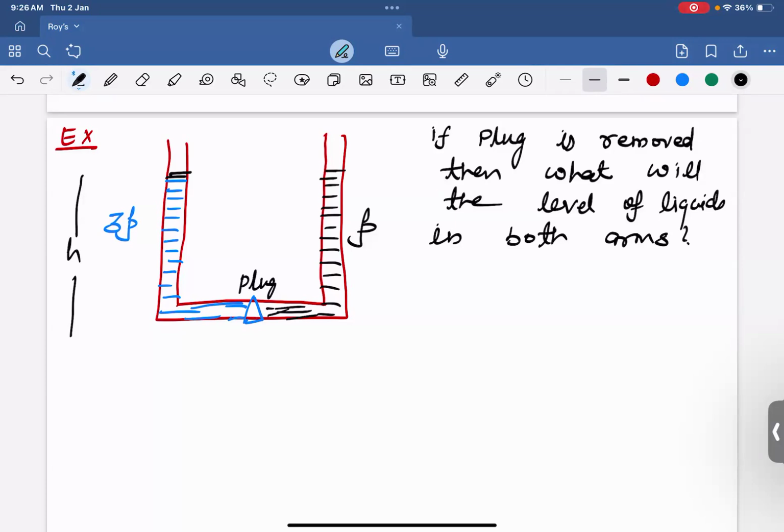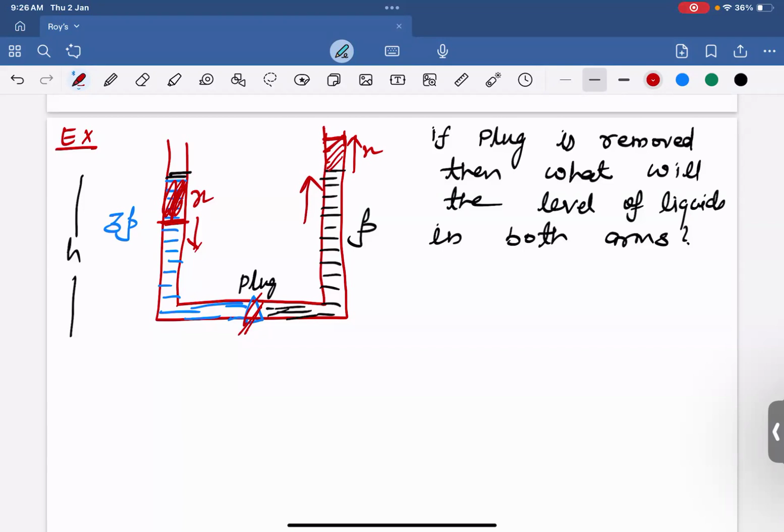So let's suppose if I remove this plug, it means that the heavier will go down, the lower will go up. Say the heavier has come down up to here. Let's suppose it has gone down by x. So the other will go up by x.